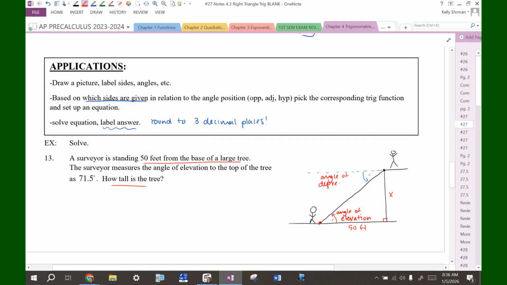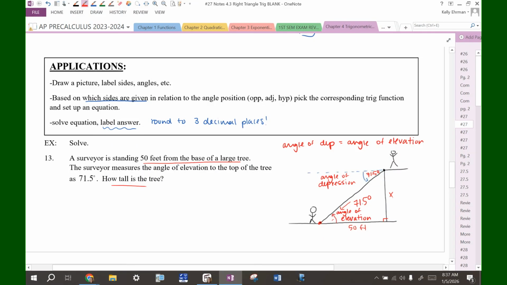So imagine in this problem I had someone standing in the treehouse and they're looking down at this person on the ground. Their angle of depression would be 71.5 degrees as well. So anytime I'm given an angle of depression, I just draw it as an angle of elevation to get it inside of the triangle. So that's 71.5 degrees, and so is that actually. And we want to know how tall the tree is.